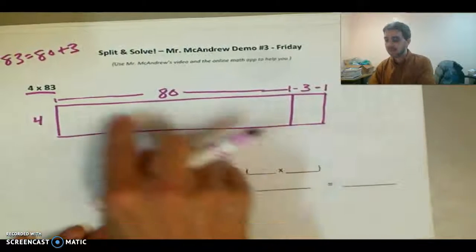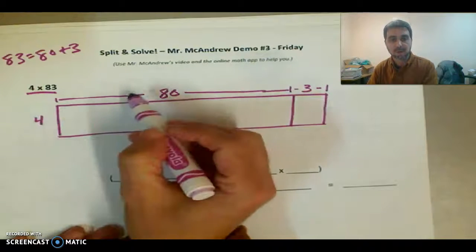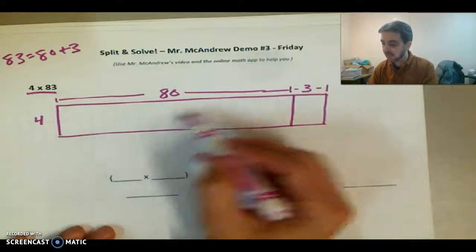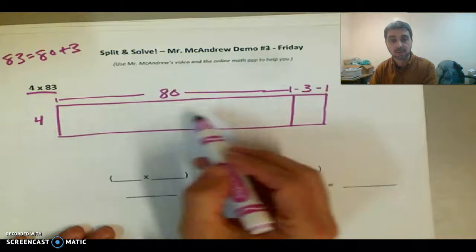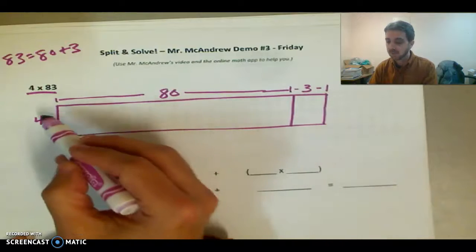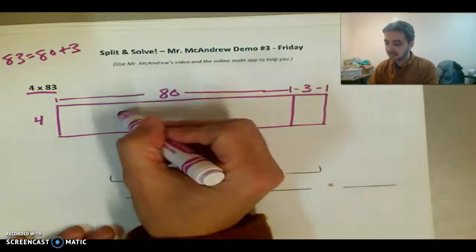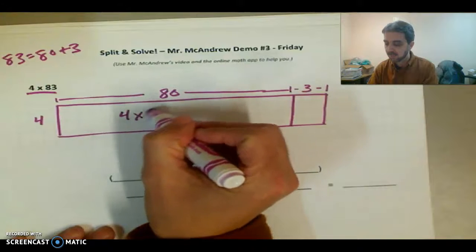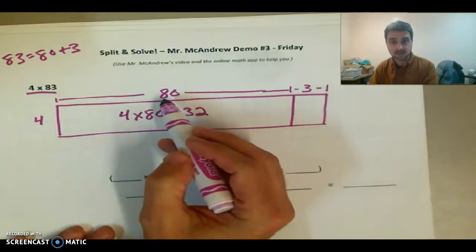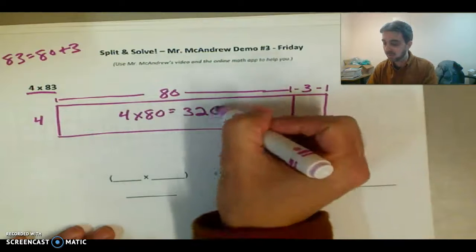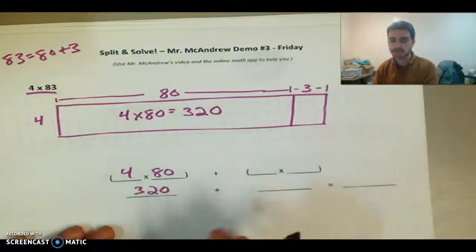Now I know I don't have any grids, but if I multiply 4 times 80, I'm going to get the area of this rectangle. I'm going to figure out how many squares are inside this rectangle. So 4 times 80, 4 times 8 is 32. But that's 8 tens, so I need to include my 0. So 4 times 80 is 320, right?